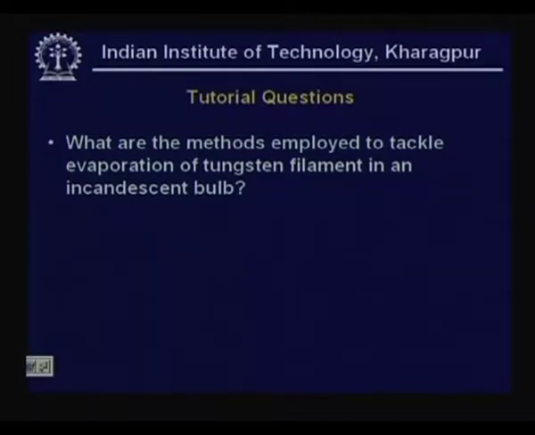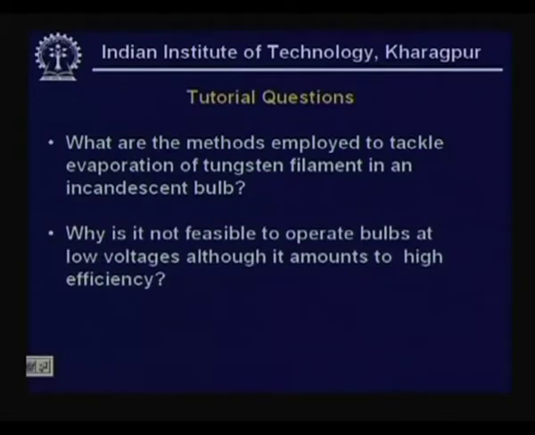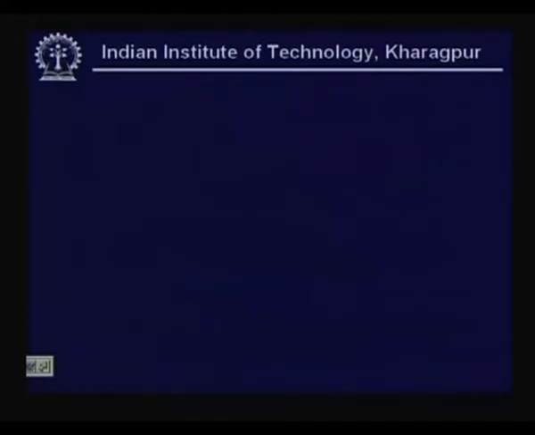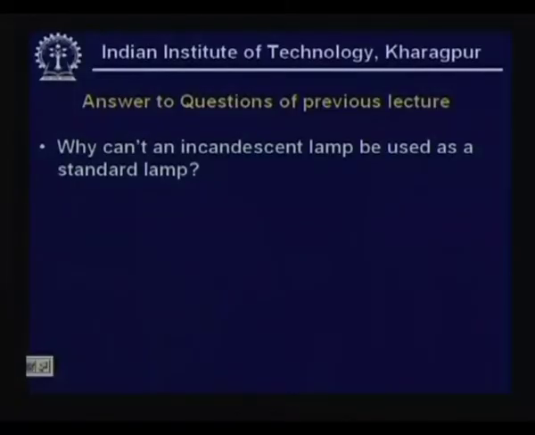So, the questions that may be addressed from this lesson are: What are the methods employed to tackle evaporation of the tungsten filament in an incandescent lamp? Why is it not feasible to operate bulbs at low voltage although it amounts to high efficiency? What properties of tungsten make it a better material to be used as a filament of a bulb? And coming back to some of the questions asked in the last lesson on photometry: why can't an incandescent lamp be used as a standard lamp?